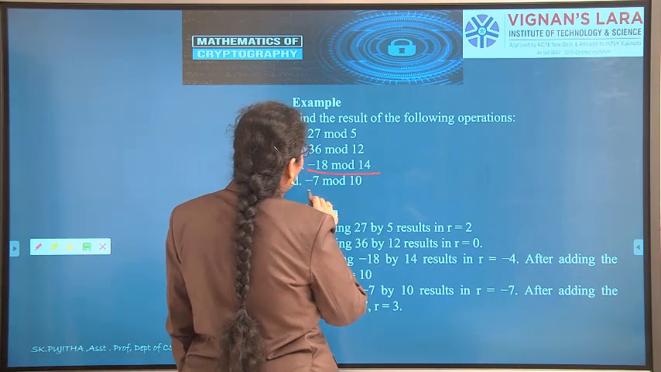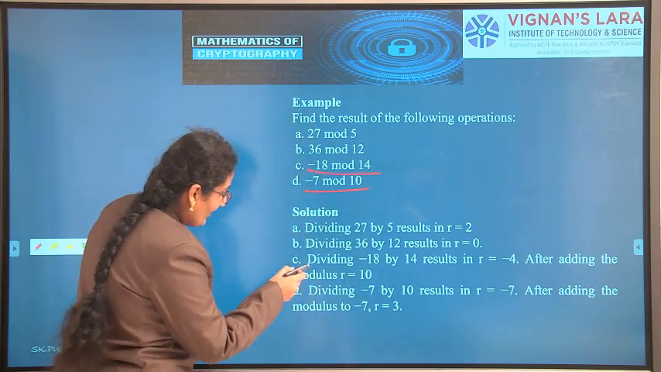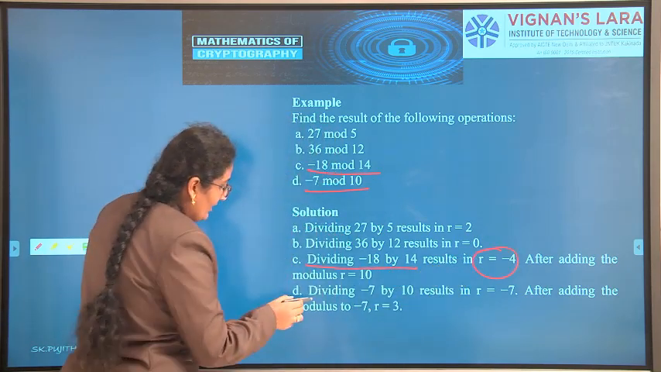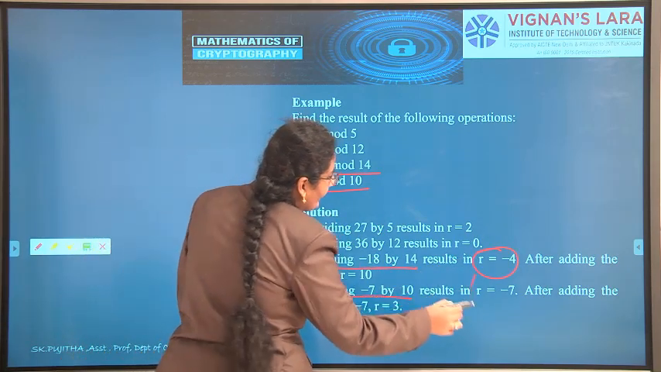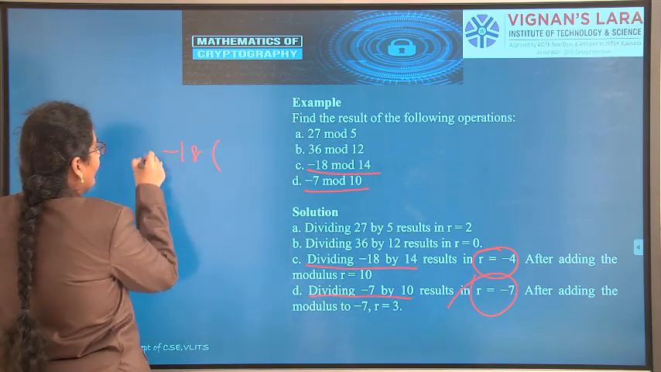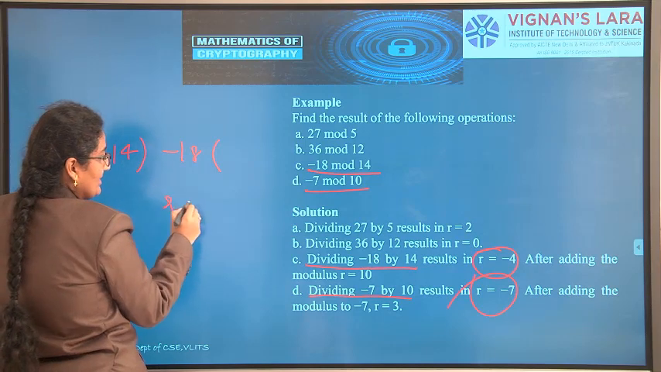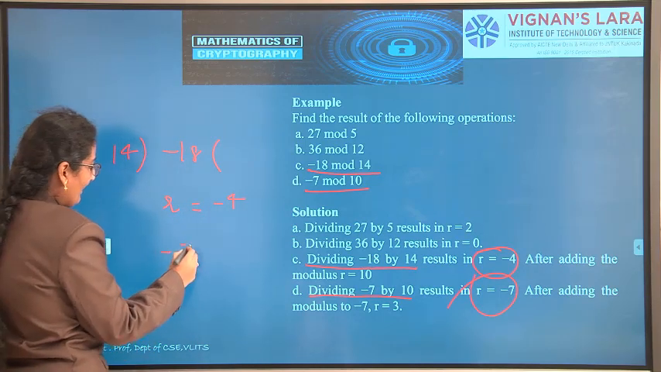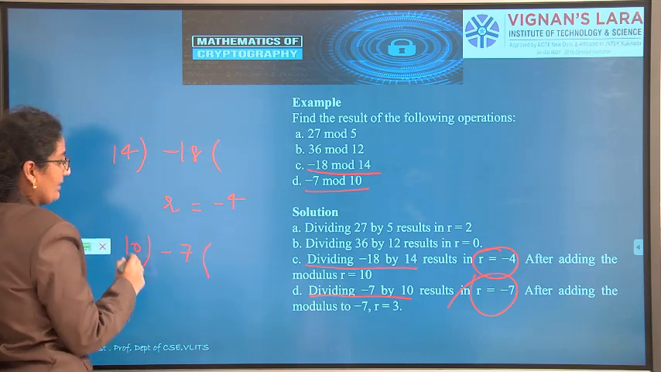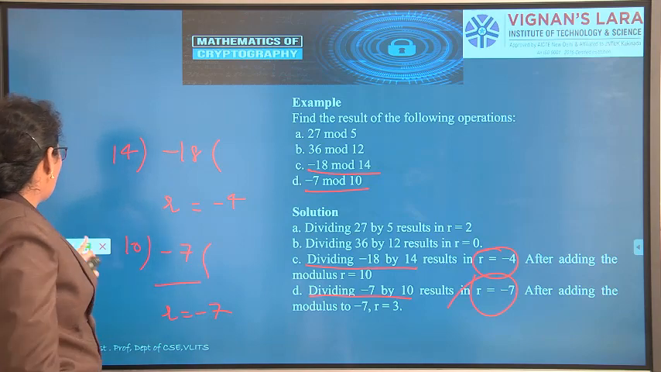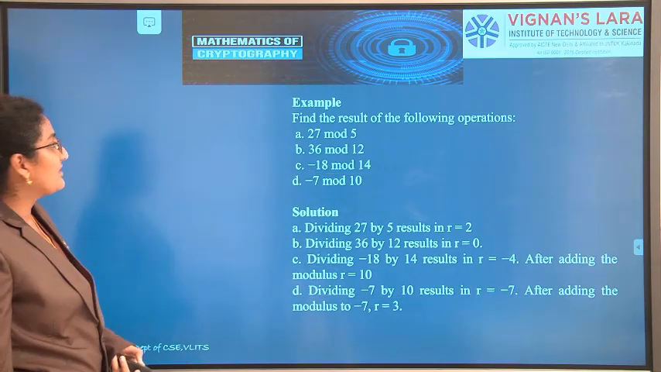The next two are the same: minus 18 mod 14 and minus 7 mod 10. Dividing minus 18 by 14, the residue will be minus 4. Dividing minus 7 by 10, the residue will be minus 7. So minus 18 divided by 14 gives residue minus 4, and minus 7 divided by 10 gives residue minus 7. So this is modular arithmetic.